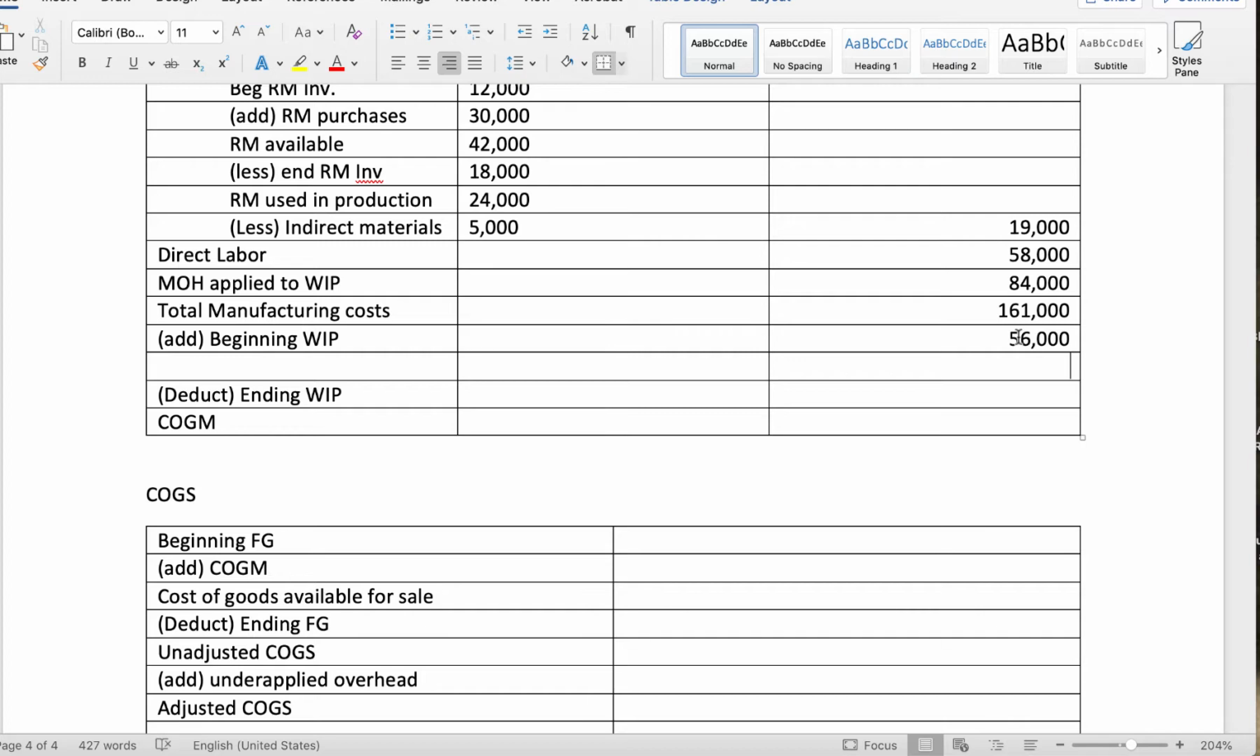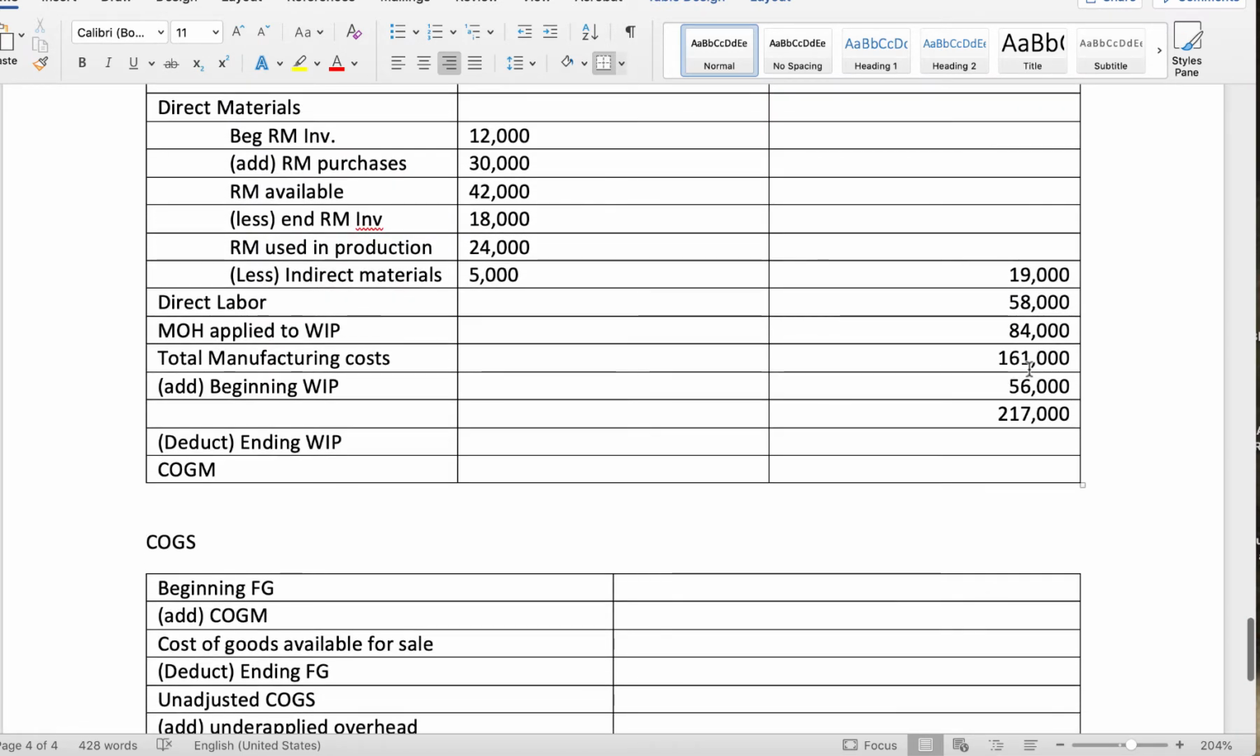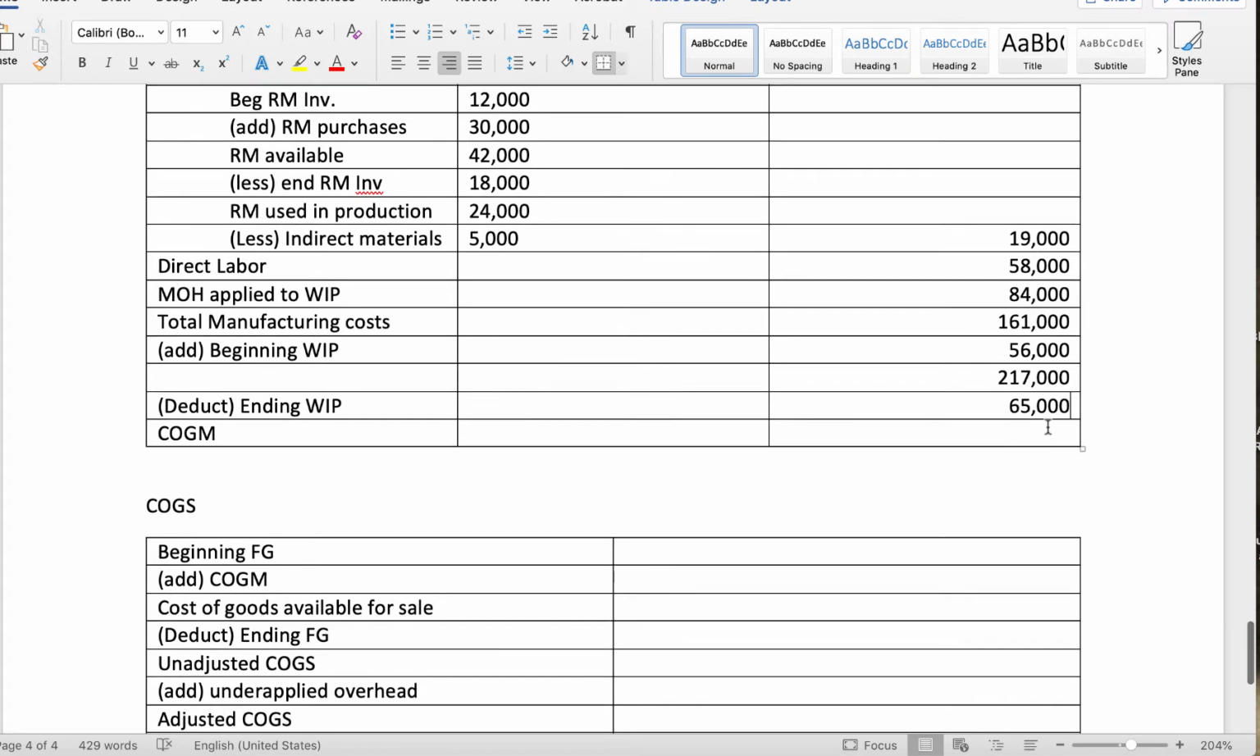We now have how much is available of WIP. That's $217,000. How did I get that? I took the 161 and added the 56,000 to it. Now I need to figure out, since I have $217,000 of cost still sitting in WIP, how much of that leaves WIP. In order to figure that out, I need to subtract out the ending balance. That ending balance of WIP is given to us as $65,000. So I'm going to subtract out $65,000.